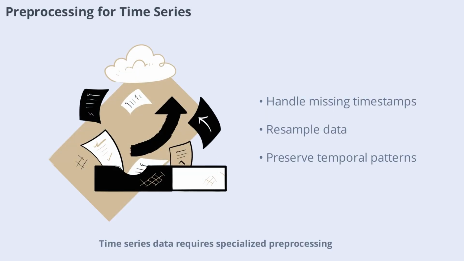Time series data requires specialized preprocessing, such as handling missing timestamps, resampling, or detrending. These steps ensure that temporal patterns are preserved and that your analysis or forecasting models are accurate and reliable.